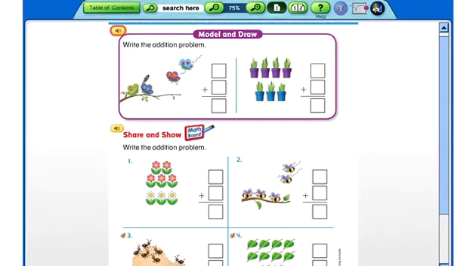I see 2 butterflies first, so I'm going to write 2 here. I see 2 more butterflies. 2 butterflies plus 2 more butterflies give us 1, 2, 3, 4 butterflies. Now I see 1, 2, 3, 4 plants plus 1, 2, 3 more plants. 4 plus 3 equals 1, 2, 3, 4, 5, 6, 7. 7.